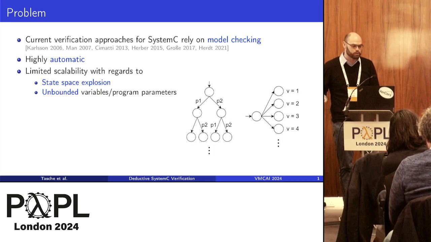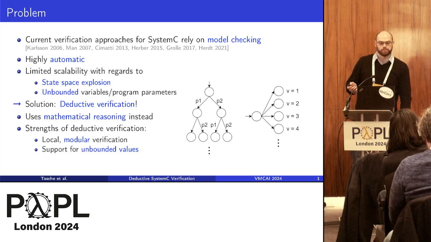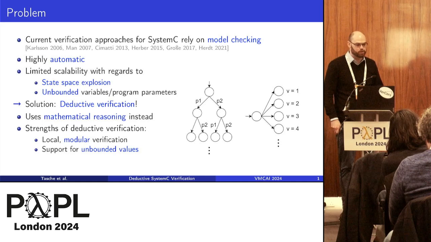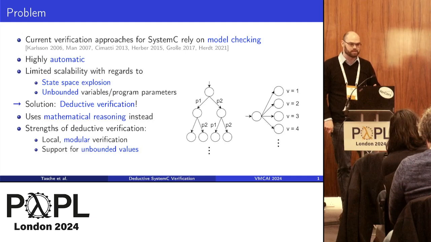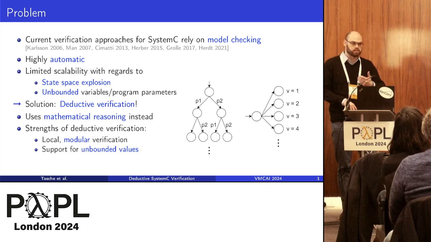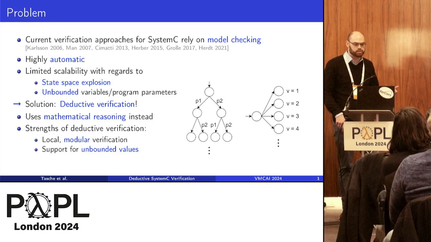And so we wanted to use a different approach, and we decided on deductive verification. Instead of exploring the state space of a program, deductive verification uses logical inference to deduce that a program complies with the specifications. And this has some advantages. It can be done at a local level in a modular fashion on the method level. And it easily supports unbounded values through symbolic execution.